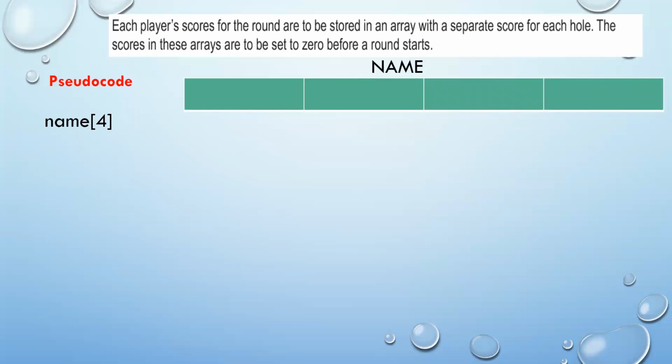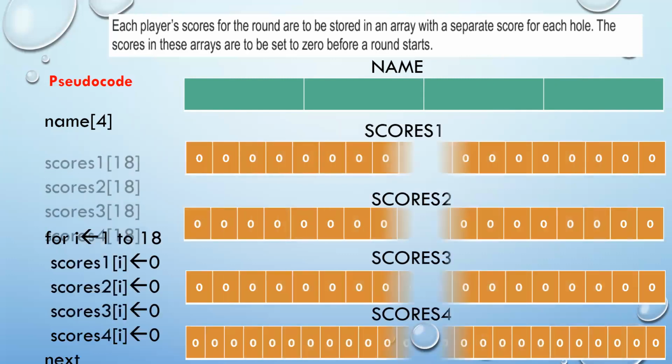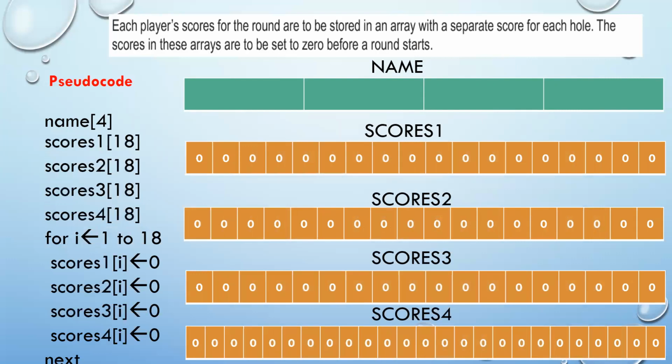And now we have to have further arrays, 4 more arrays for each of the player's score sheet. Remember, the question says the game could be either 9 holes or 18 holes. So we will assume that it's an 18-hole game, so the maximum size will be 18 for that array. There are 4 players, so we'll have 4 score sheets. In short, 4 different arrays of size 18. That's on your screen. We have scores 1, scores 2, scores 3, and scores 4, each of size 18.